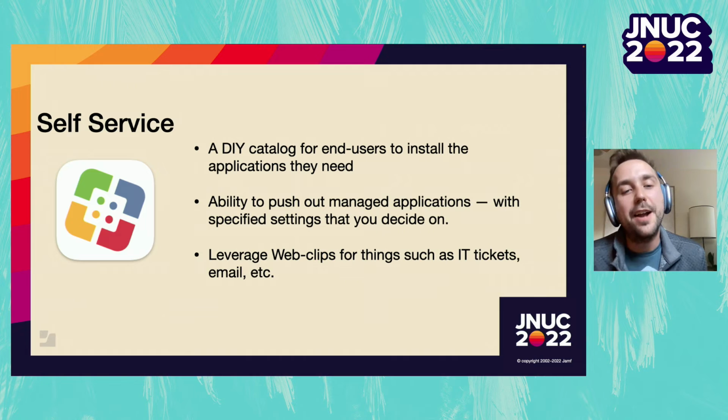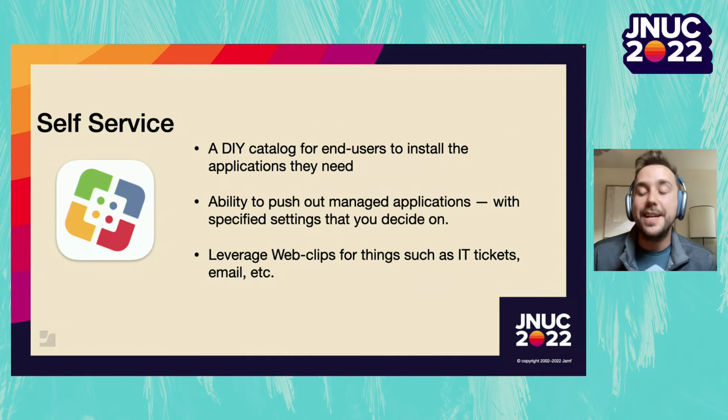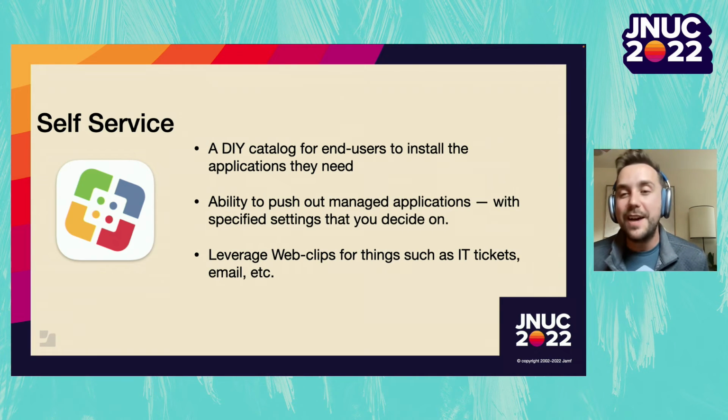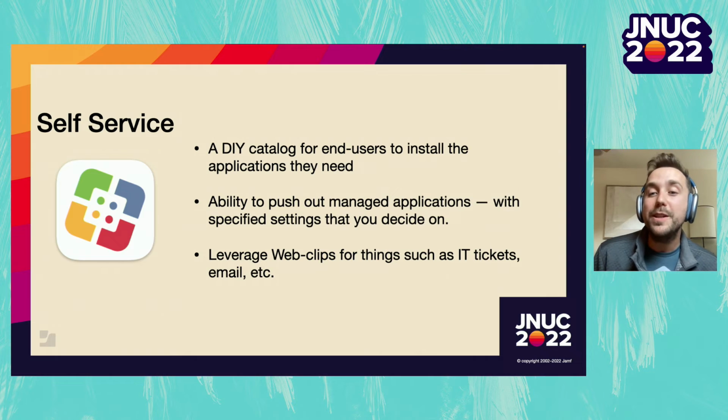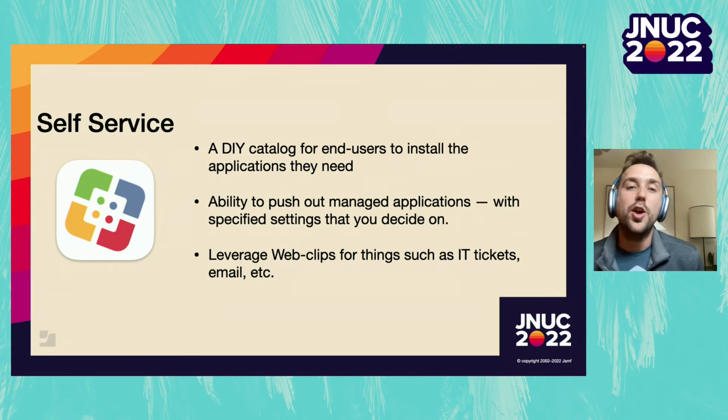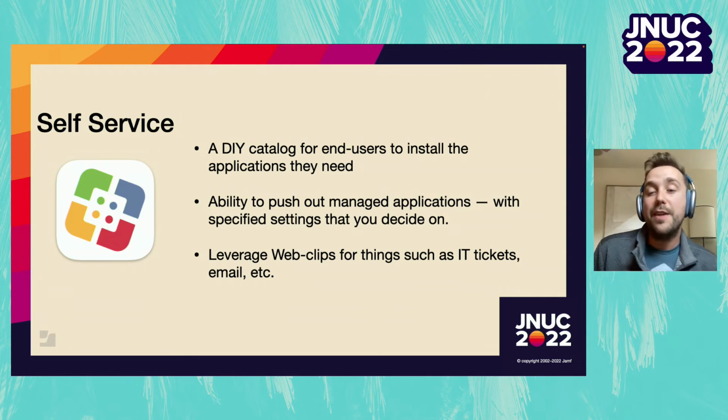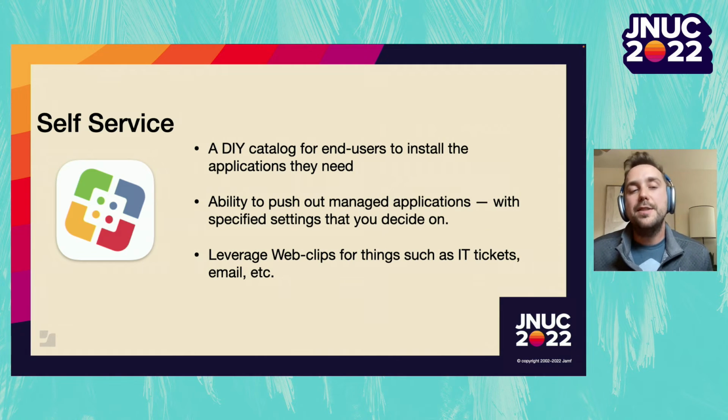Self-service is a do-it-yourself catalog for end users to install the applications they need. You can configure the different settings for the applications in your Jamf Pro server and then push that out to make it available for the user to download in self-service. You can also have self-service install automatically when they enroll their device. You can install a web clip, and you can also have users install self-service themselves.